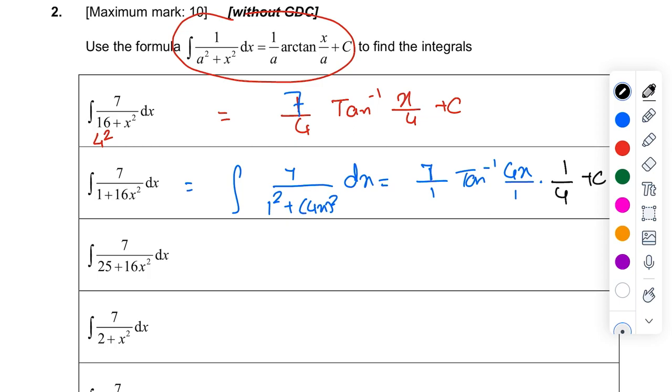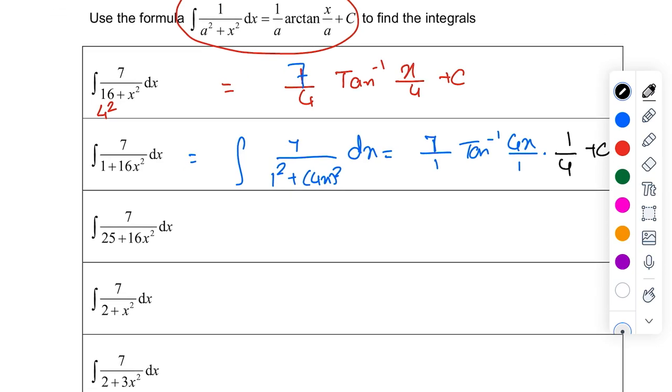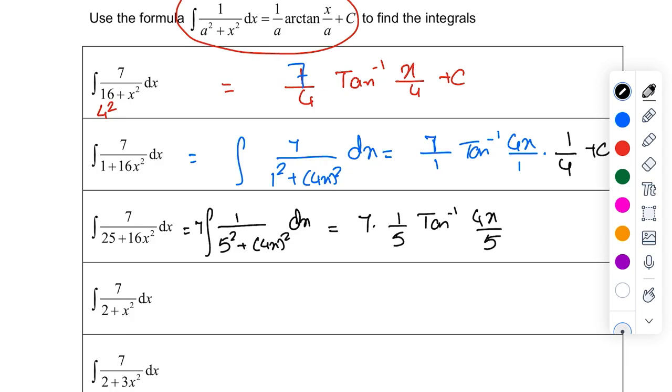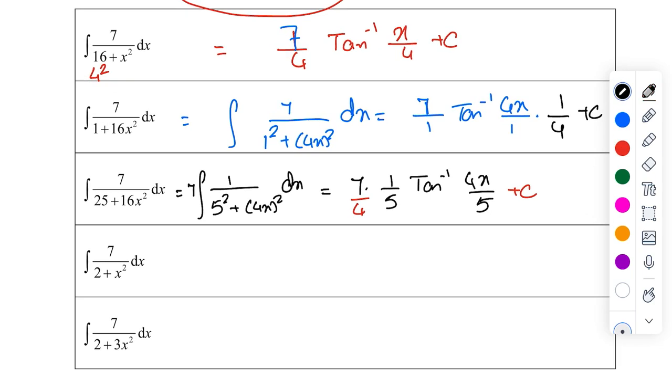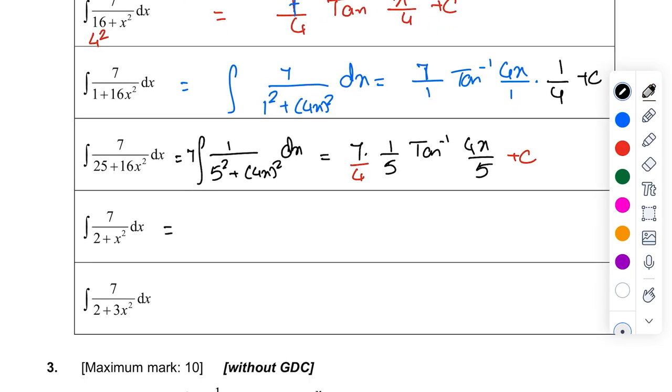7 upon 4 tan inverse 4x. Now how do I write this one? Integral of 7, take it outside, 1 upon 5 square plus 4x whole square dx. So it becomes 7, 1 upon a tan inverse of x upon a, then the chain rule divided by 4 plus c. So what I am writing in red color are the most important steps which most of the students will tend to forget to write.